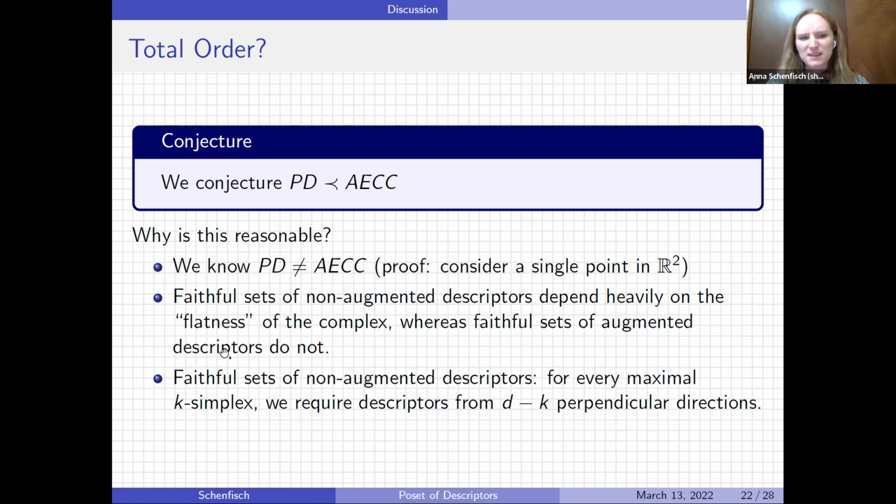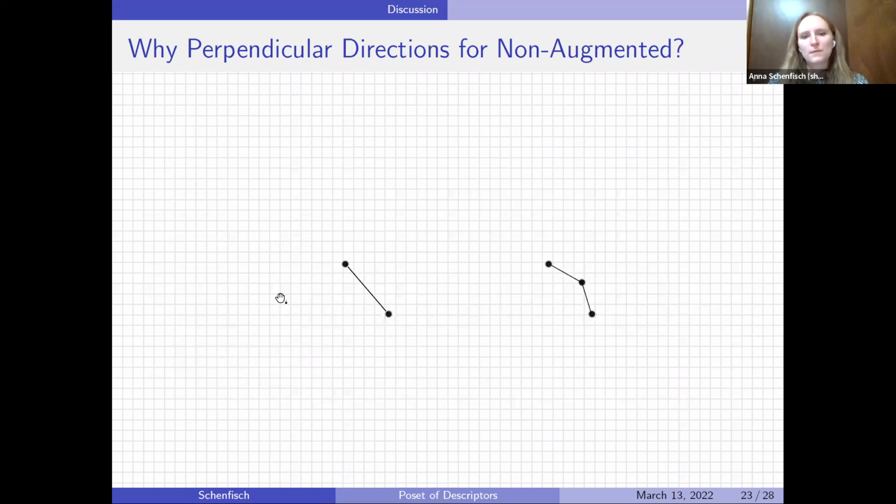Okay, let me illustrate this last bullet point and flesh it out a little more. It relates to this idea of a non-augmented descriptor requiring lots of perpendicular directions. Why would that be? Let's suppose that these two are separate simplicial complexes, but they are embedded in the same location. I've just drawn them separately so we can visualize it. Let's think in terms of non-augmented persistence diagrams, since that's probably most familiar. The question I'm going to ask is, from what direction would we be able to detect a difference in these complexes? What directions would produce distinct non-augmented persistence diagrams?